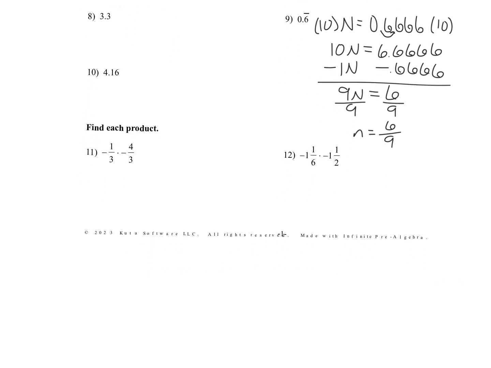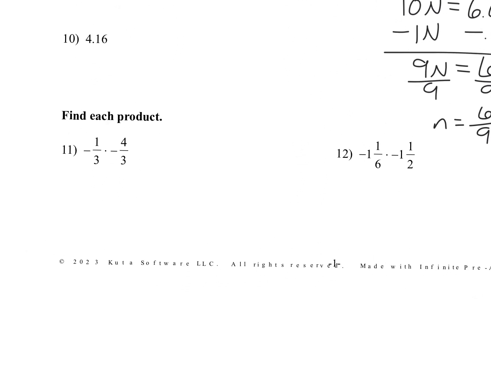No. All right. Now we're multiplying fractions. How do we multiply fractions? Yeah, Hazel. You can multiply straight across. What else can you do? You can simplify top and bottom. On number 11, can we simplify anything? No, so we have to multiply straight across. What do we get?